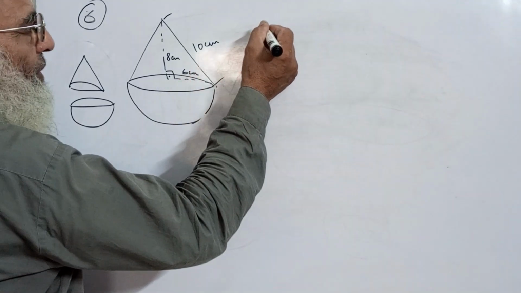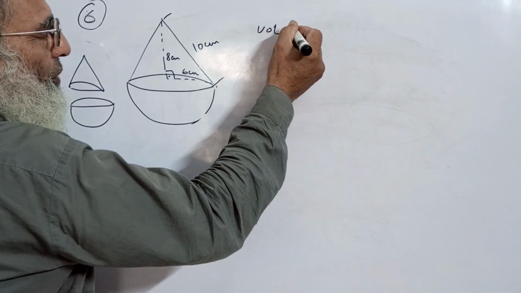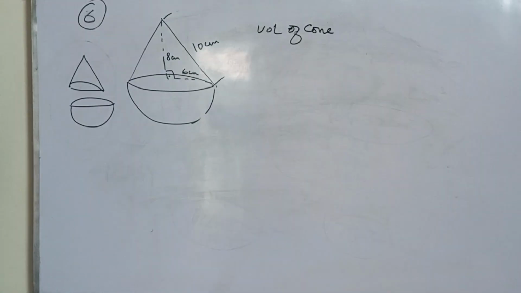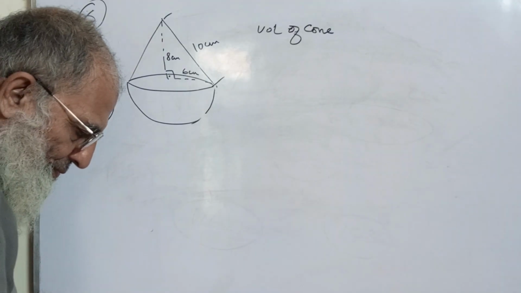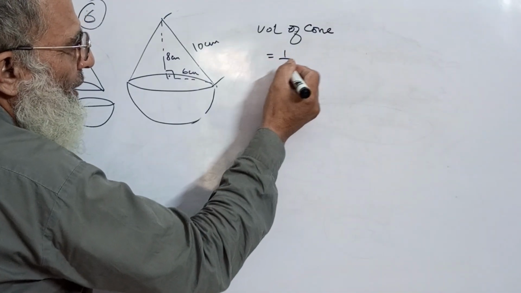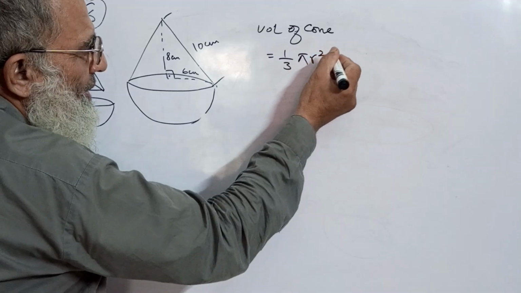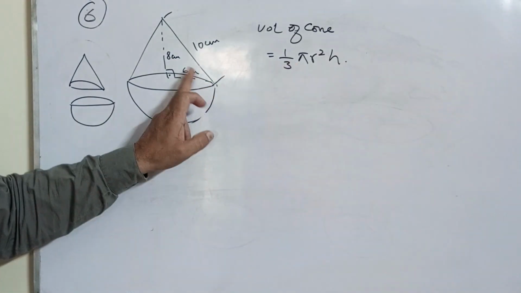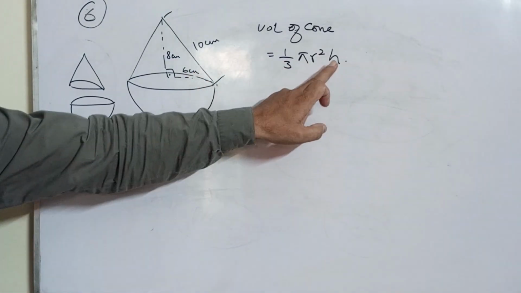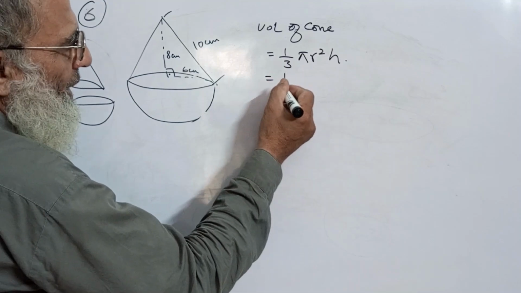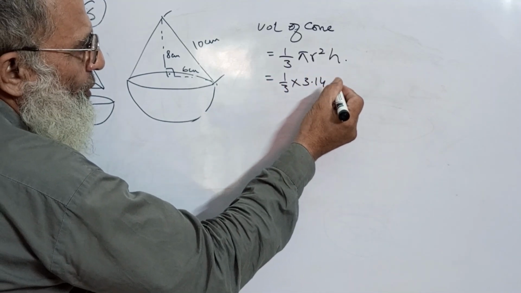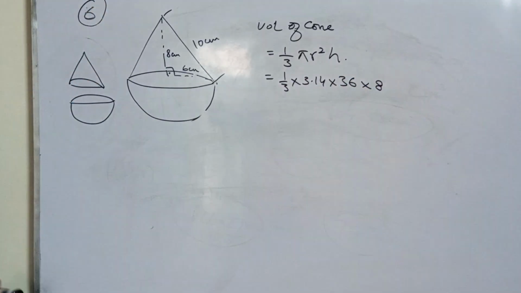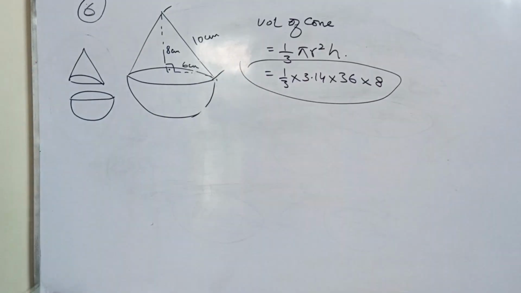So first we will find the volume of the cone. I'll only write the formula, then you will calculate it by yourself. It is 1 by 3 pi r square h. Here r is 6 and h is 8. So I am just going to write the values: 3.14 multiplied by r square, which is 36, and h is 8. Keep the answer with this.